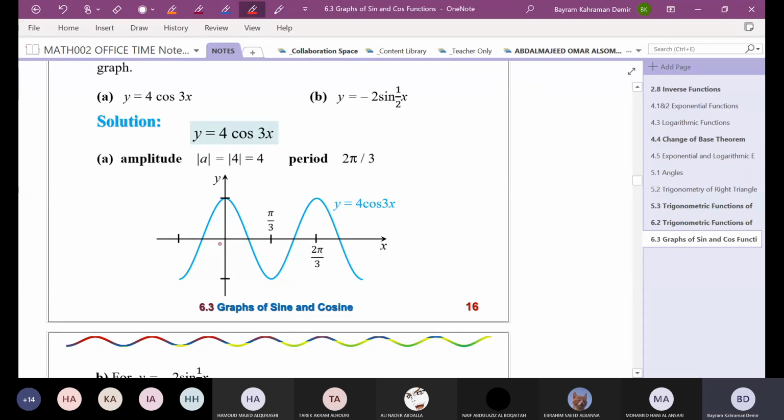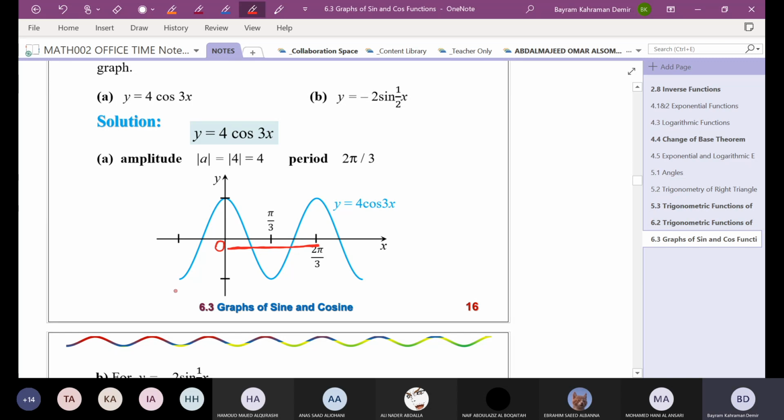We just need to decide what A is and what the period is. And the rest of it, we sketch from the points on the x-axis. So from the 0, everybody, let's put the 0 here. From 0 to 2 pi over 3, this is one period, Shabab. You understand? One period.